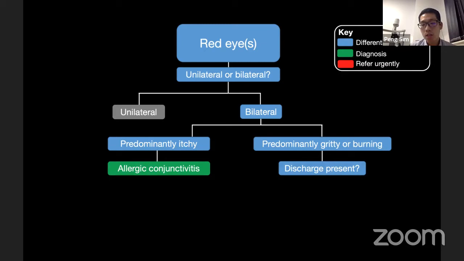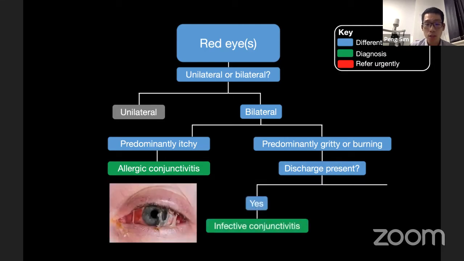So a good way is to check whether or not there's any sort of discharge. And if there is discharge, usually it's mucoid or mucopurulent, then you would think about an infective type of conjunctivitis, either viral or bacterial. In real life, it's hard to tell between the two. So if you see a case like this where both eyes are sticky and red, it's better to always treat the patient with some antibiotics like chloramphenicol drops, because that would cover it if there is a bacterial element to it.